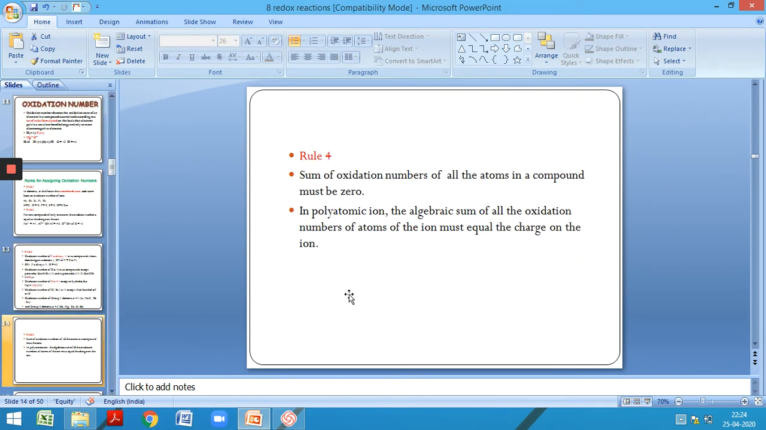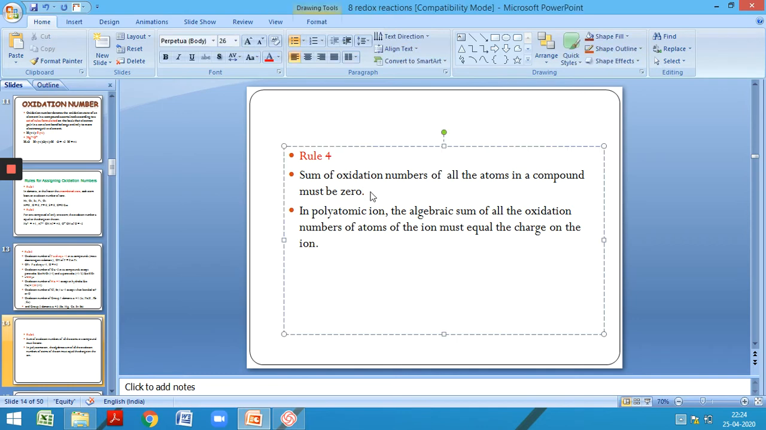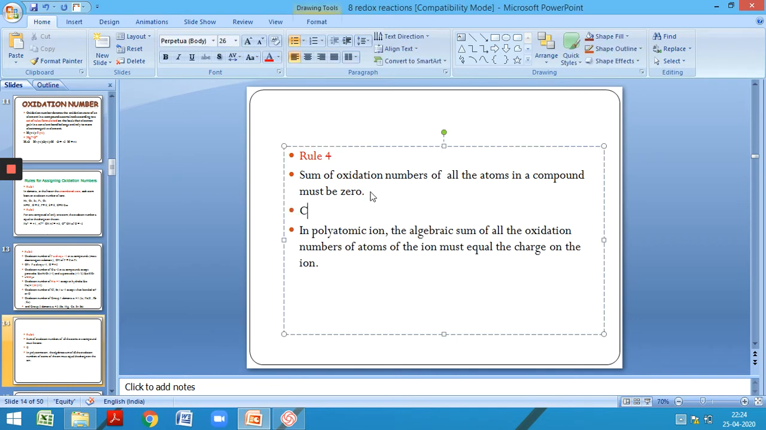The last rule for assigning oxidation numbers: the sum of oxidation numbers of all atoms in a compound must be equal to 0. So we have methane as a compound. The oxidation number of carbon plus 4 atoms of hydrogen will come out to be 0. That means the sum of oxidation numbers of all the elements in a compound is equal to 0, because the compound is neutral.